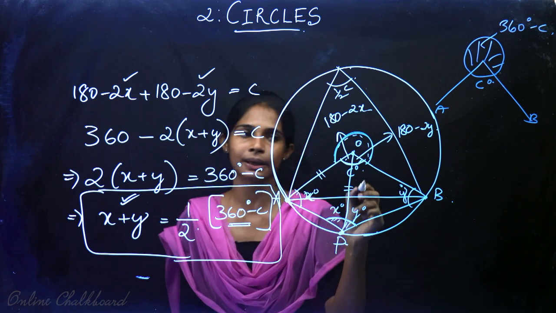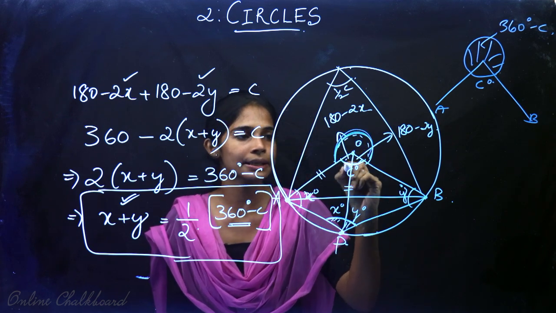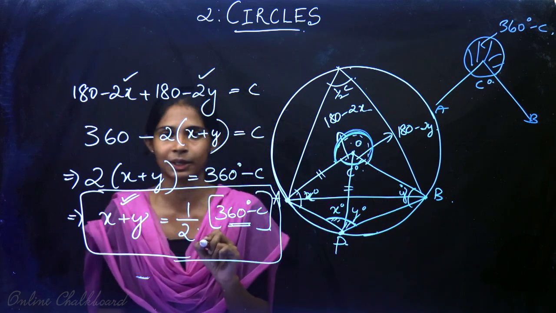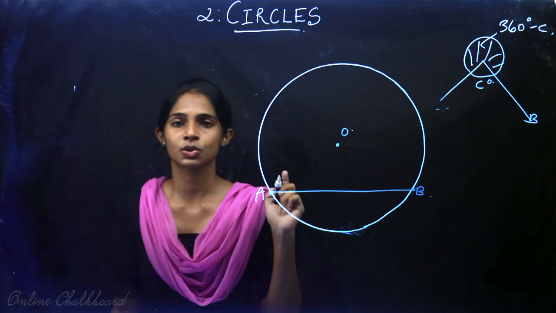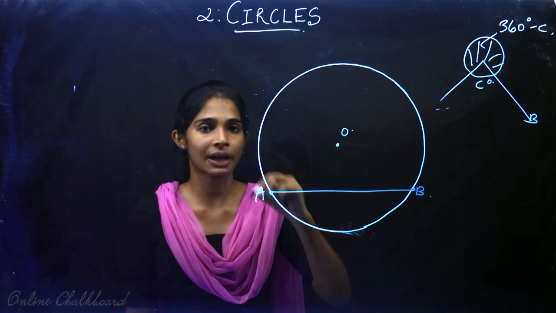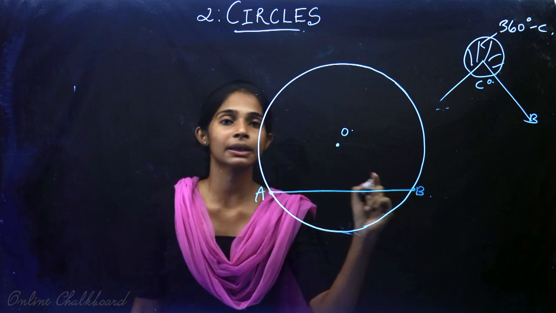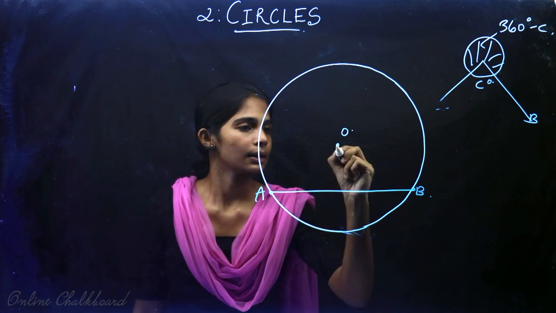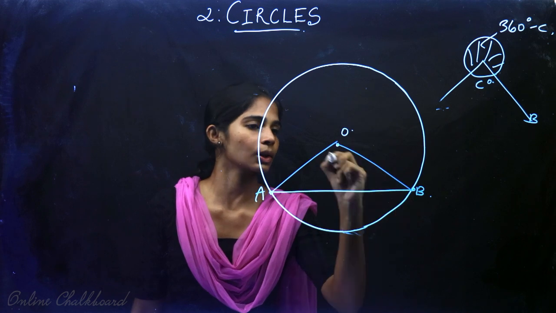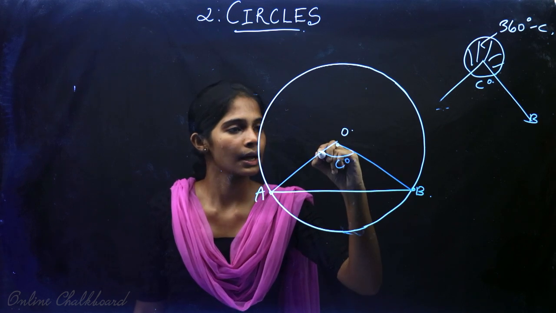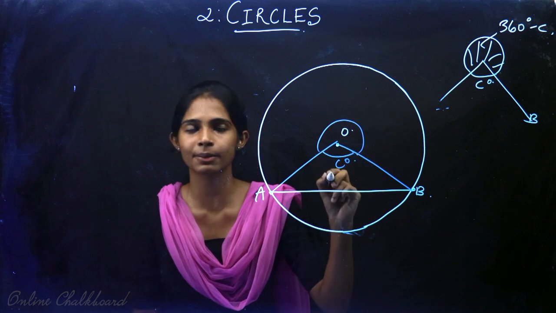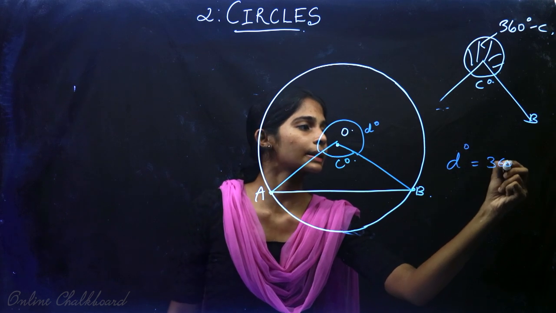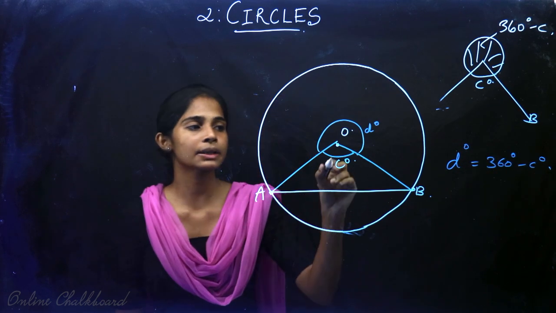This angle x plus y is the same angle. So we will learn two things. If we have a circle with center O, and AB is a chord which is not a diameter, the angle at the center is C. And let's say this remaining angle is 360 minus C, that is D. So D is equal to 360 degree minus C degree.